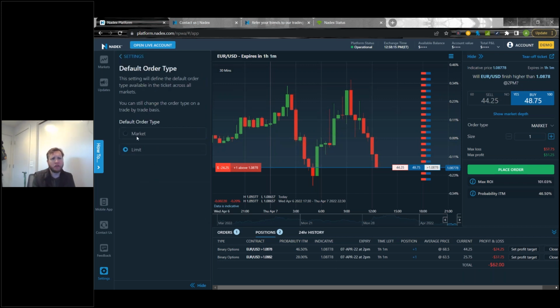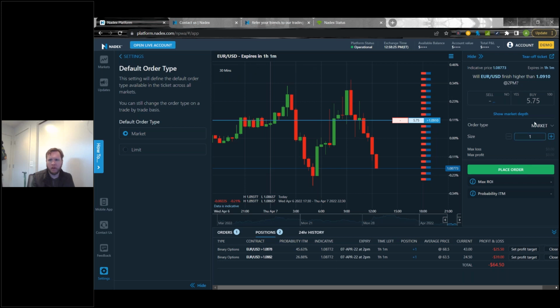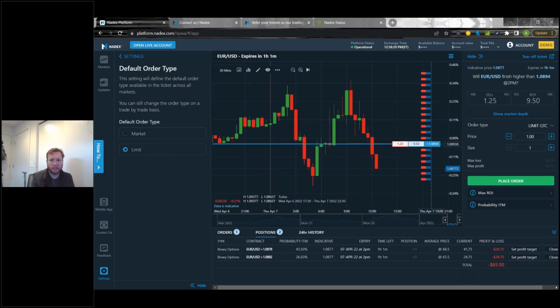We have our default order type for everyone. When you first open an account, the default order type will be market. I set mine to limit, but basically if I go and open up a deal ticket, click on one, you will see now it's set to market, and if I change that setting, now it's set to limit, right? So it's just whichever order type you use more, just set it here, and then when you open up a deal ticket, it will always be at that either market or limit order.